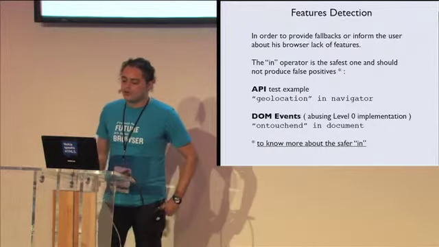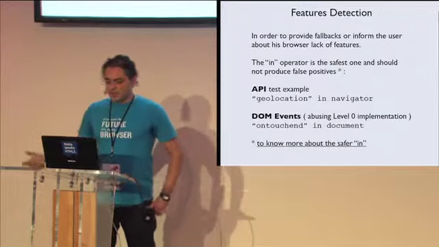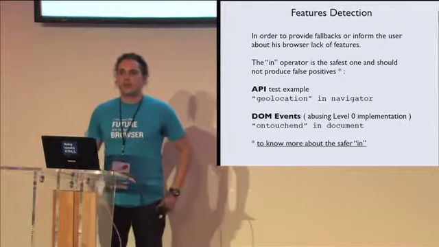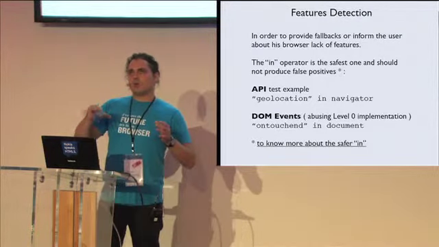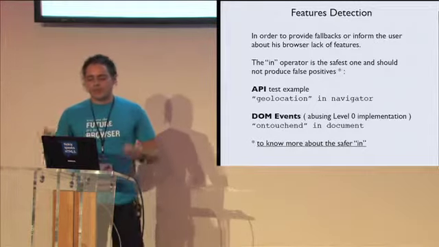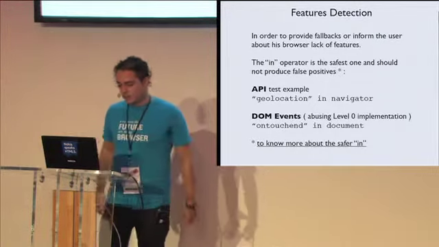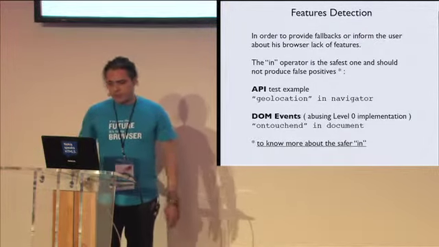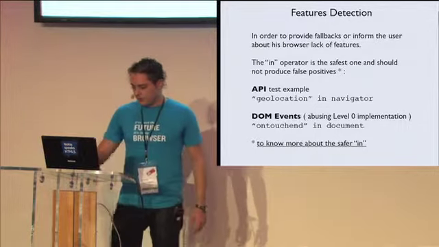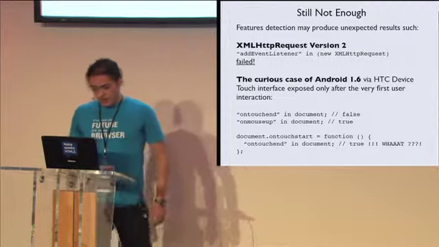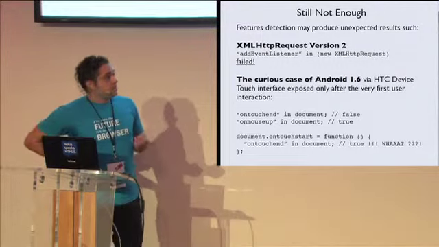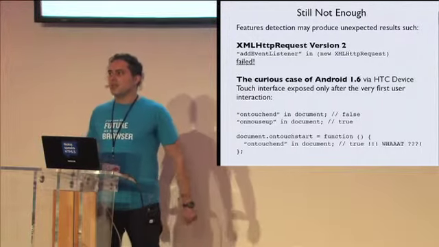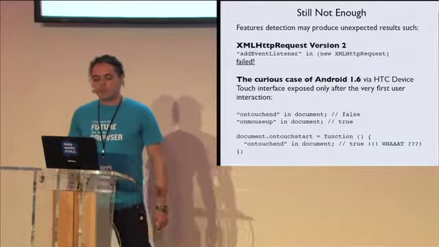On touchend in document, I wrote an abuse of level 0 implementation because, as you know, you can set the click event on whatever element, so onclick in element will always be true. I don't want to bother you with why I prefer using the string in object rather than object.string, but if you want, you can have a deeper look later. So is this really bulletproof? No. This can actually produce false positives in many ways.